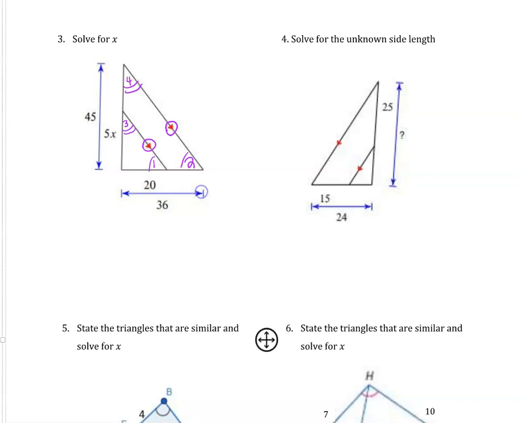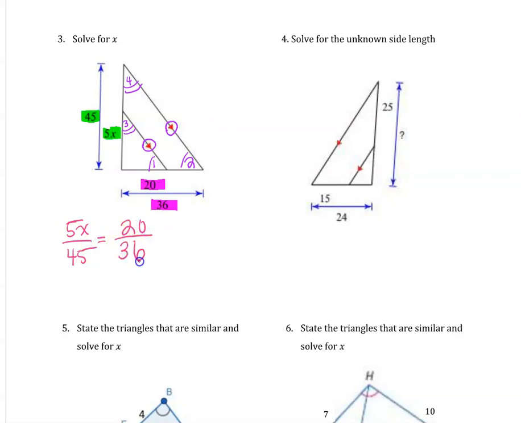So that means that the 5x is going to correspond to the 45, and the 20 is going to correspond to the 36. So part to whole, part to whole. Big triangle, little triangle, big triangle, little triangle. So in order to solve, we simply say 5x is to 45 as 20 is to 36.